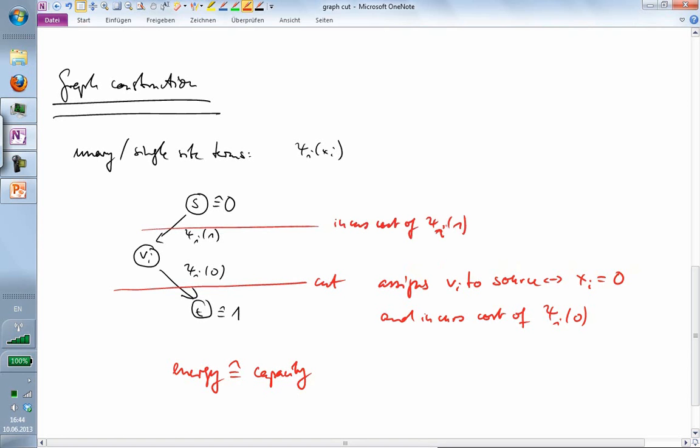And of course, as the name says, the max flow or minimum ST cut algorithm will find the cheaper of the 2 cuts. So if psi i of 0 was lower than psi i of 1, then the bottom of the 2 cuts would be performed.